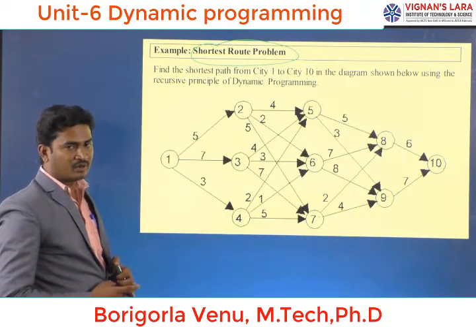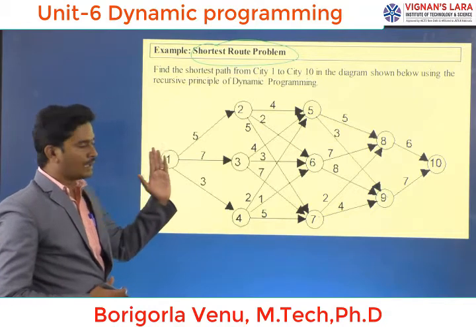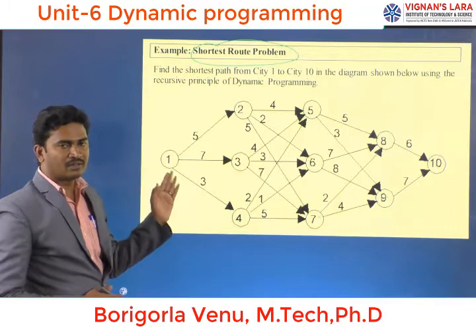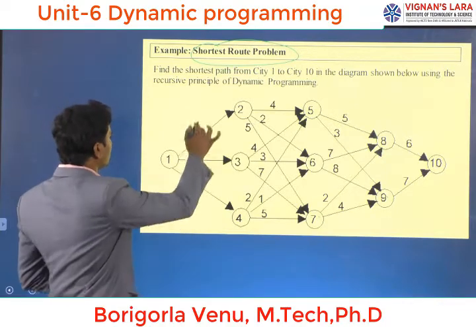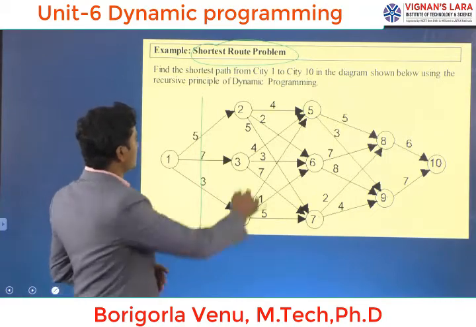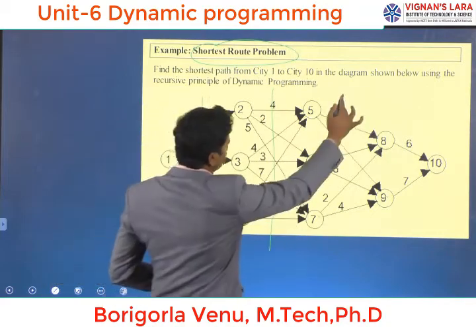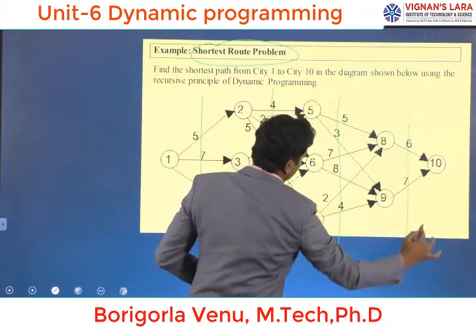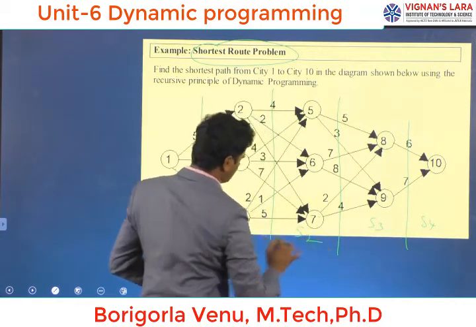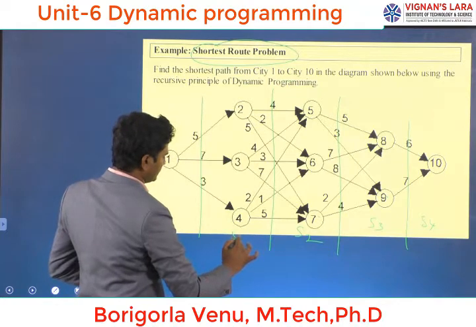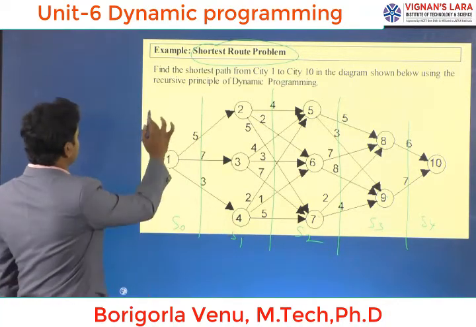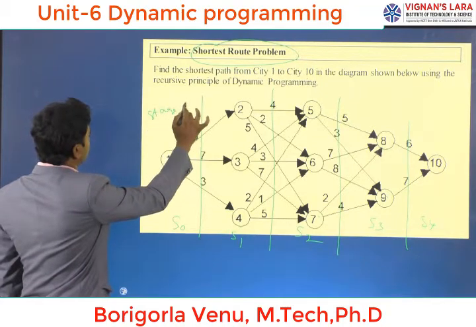Here first what we have to do, we have to convert the given problem into subproblems. It means we are going to convert the given problem into the stages. So here I am going to convert this problem into many stages. That is stage 1, stage 2, stage 3, stage 4. This is S4, S3, S2, S1. Okay, here in total we have 5 stages. This is a 5 stage problem.